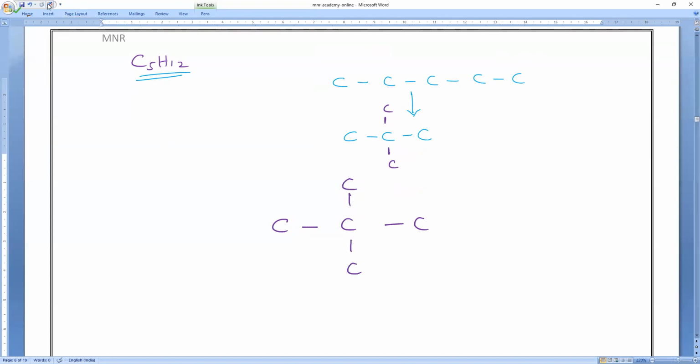Now, fill in the number of hydrogens, everybody. What is the number of hydrogens on the first carbon? Make it quick. Three hydrogens. Next, the second carbon, any possibility? No, sir. Already one. Third carbon, again three hydrogens. This carbon also, how many hydrogens? Three hydrogens. This carbon also, three hydrogens. Okay.